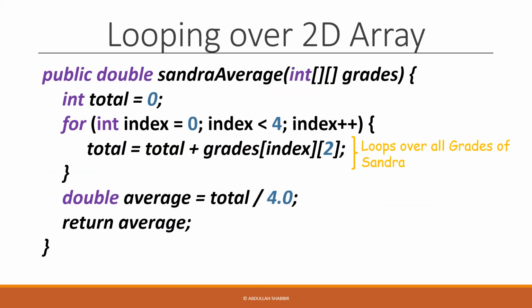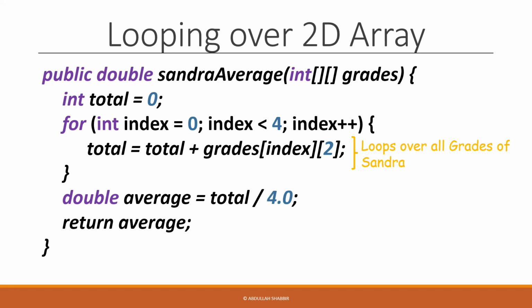The function SandraAverage takes in a two-dimensional array as the input and calculates the average and returns it as a double. It starts by declaring this total variable and initializing it to 0, and then it loops over all the grades under the Sandra column. This is done by using the loop counter index as the first index and the number 2 for Sandra as the second index. And again, inside the loop, we are just adding grades to our total every single time.